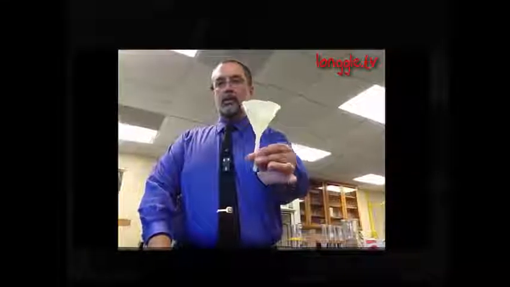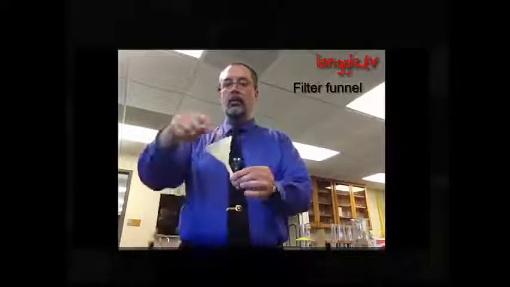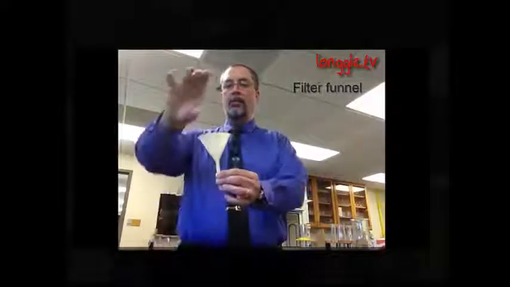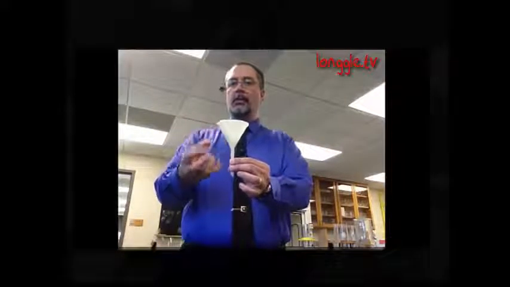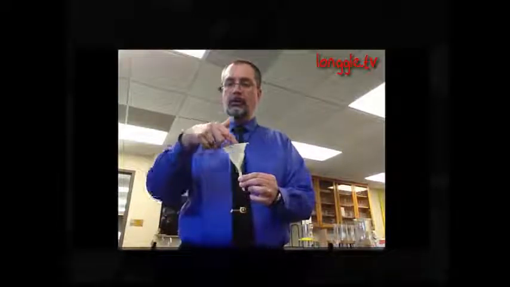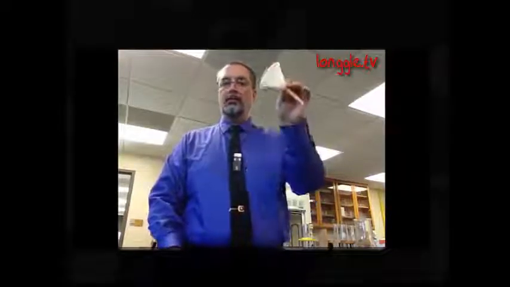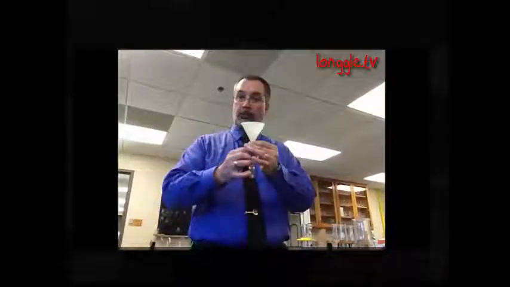Most of you probably know what this is. This is called a filter funnel. This is used when we need to filter a solid out of a liquid. We put a piece of filter paper in here. We pour our mixture through. The solid gets stuck in the filter paper, and the liquid goes right on through. Same general idea as a basic coffee maker. The coffee filter is the filter paper. The structure that you put that filter in is like the funnel. And the mixture is the coffee grounds and the water going through it, and what comes through is what is dissolved, what's mostly liquid.